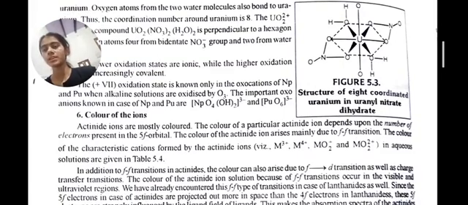Color of the ions. Actinide ions are mostly colored. The color of a particular actinide ion depends upon the number of electrons present in the 5f subshell. The color of the actinide ion arises mainly due to f-f transitions, giving the characteristic colors of the cations formed by the actinide ions in aqueous solution.